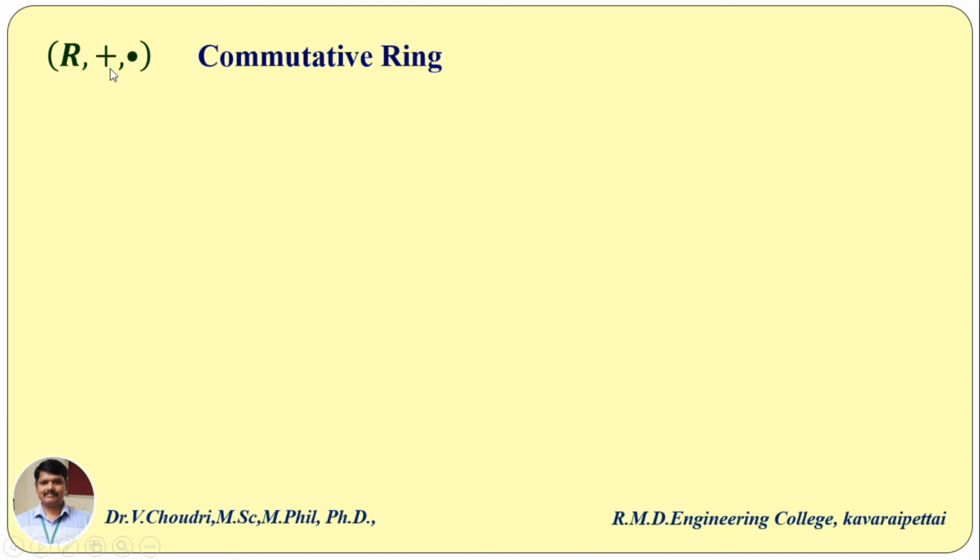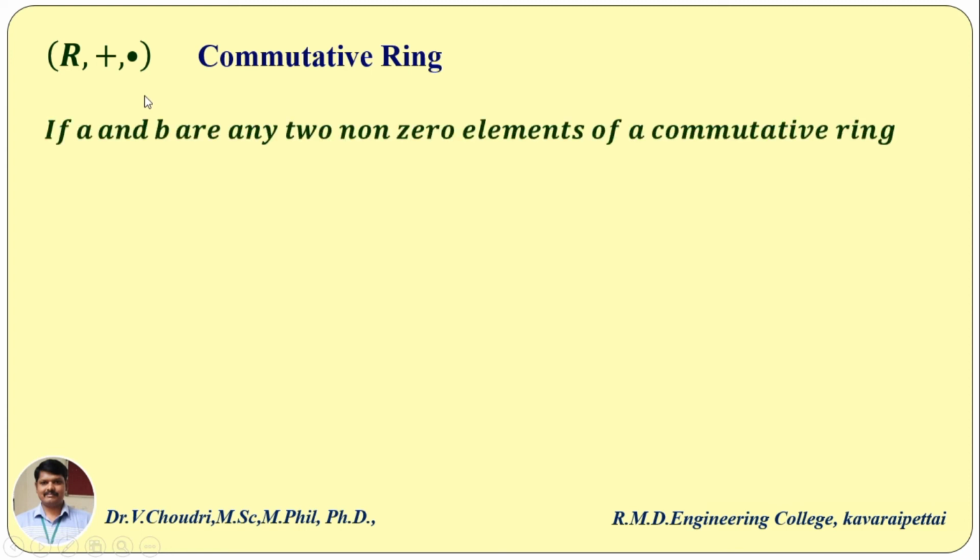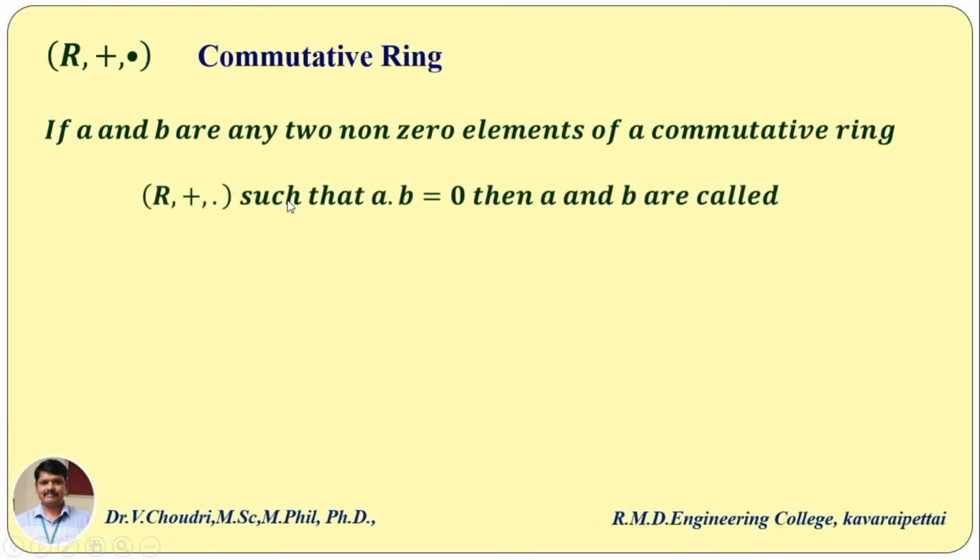Now I am taking (R, +, ·) as a commutative ring. That is, (R, +) is an abelian group, (R, ·) is a semigroup, dot is distributive over plus, along with (R, ·) being commutative. Okay. So from the commutative ring, I am taking two non-zero elements A and B. What if A · B equals 0? Then A and B are called zero divisors. Okay. So mostly the product of non-zero elements never equals 0. If the product of non-zero elements equals 0, it means zero divisors.